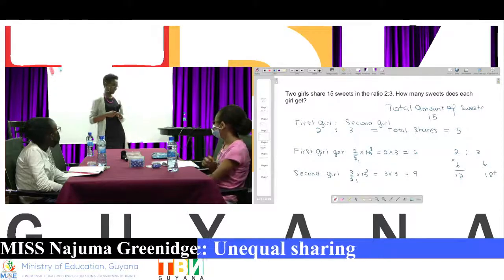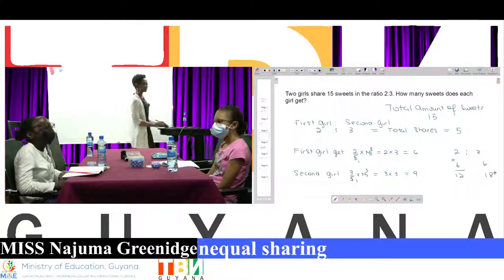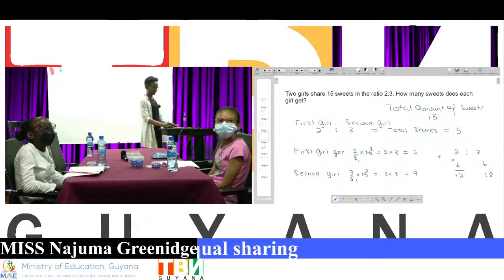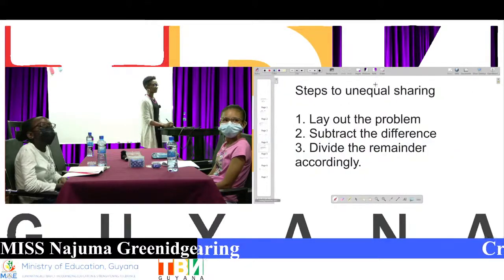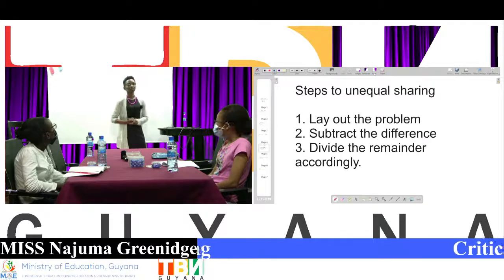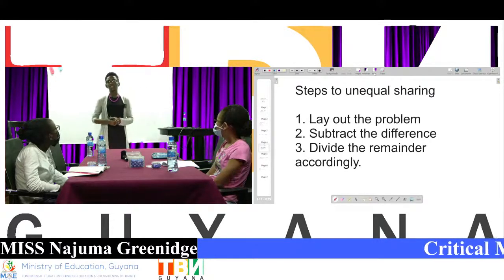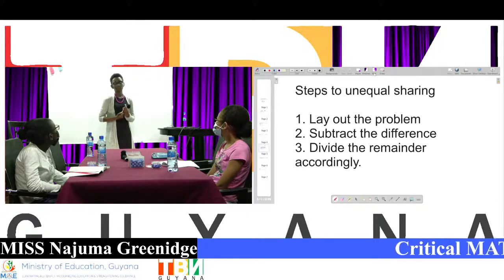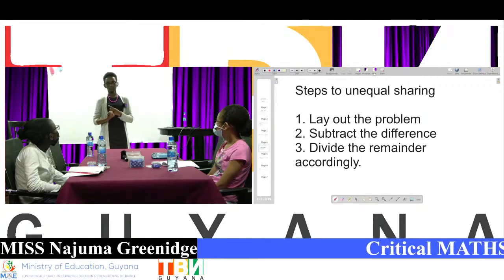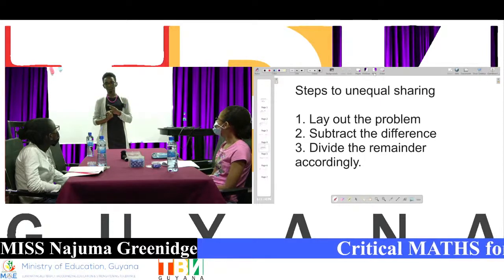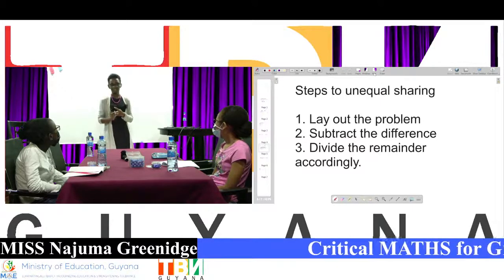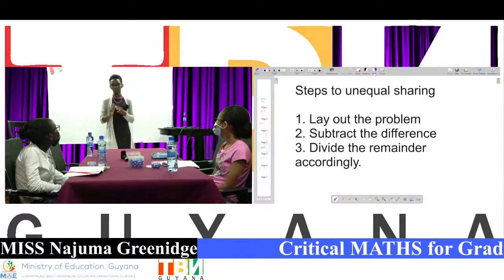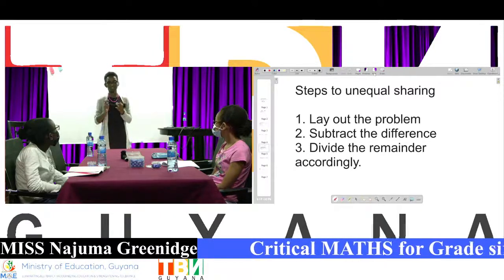Good. As usual, we're going to send out your worksheets so that you can solidify your understanding. Remember, when we're looking at unequal sharing, make sure you lay out the problem. What next? Subtract the extra and then divide the remainder accordingly. It's 3 simple steps: lay out the problem, subtract the extra, and divide accordingly.